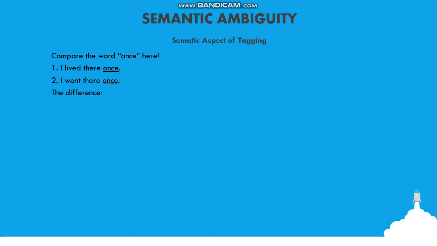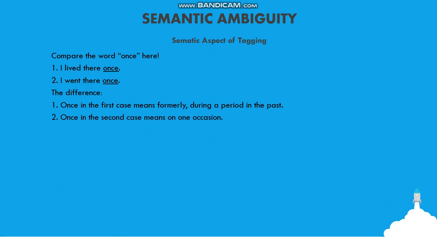So for example, the word "once" here. In lemmatization, you are going to see only one token, one type. But unfortunately, when you have it in different sentences, it has different meanings. Once in the first sentence means formally, or it deals with a period of time in the past, and then once in the second sentence means occasion, sometimes.